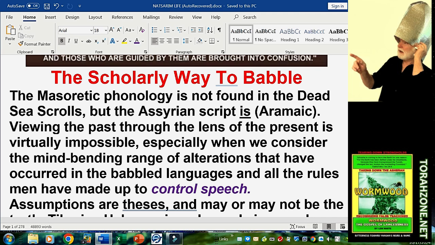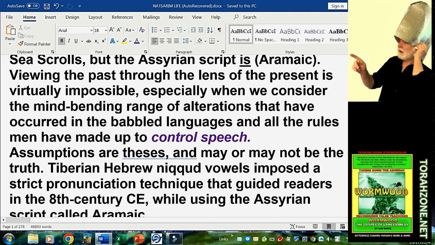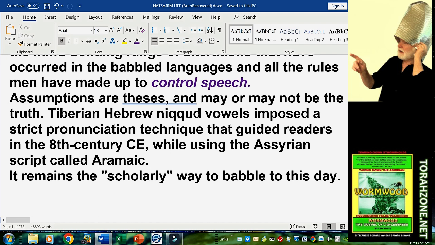There's been a mind-bending range of alterations that have occurred in the babbled languages, and they've made rules up to control speech. They want you to think they know what they're talking about. Assumptions are theses. Now that means they're theorems, they're ideas. That's a plural word for thesis. They're only assumptions, and they may or may not be the truth.